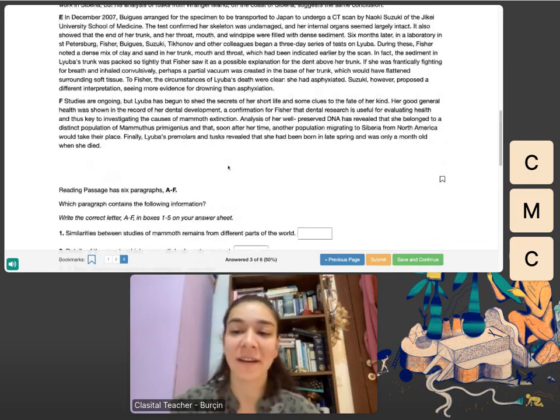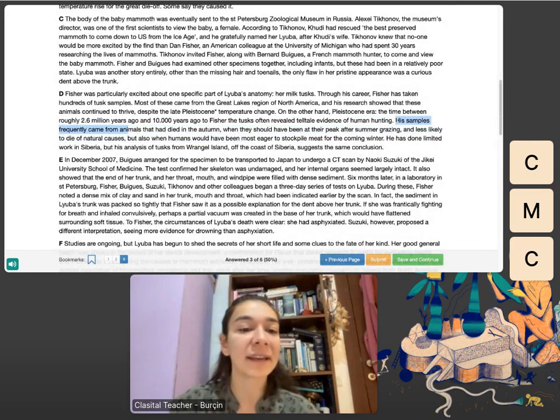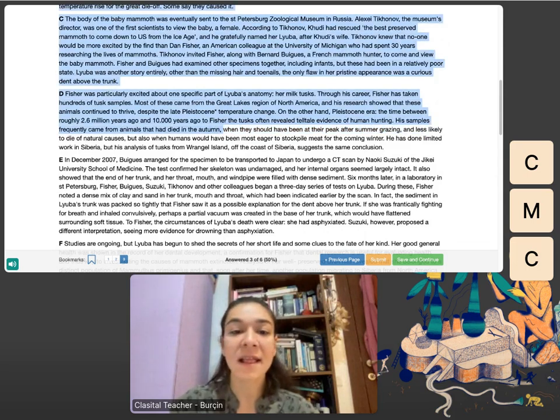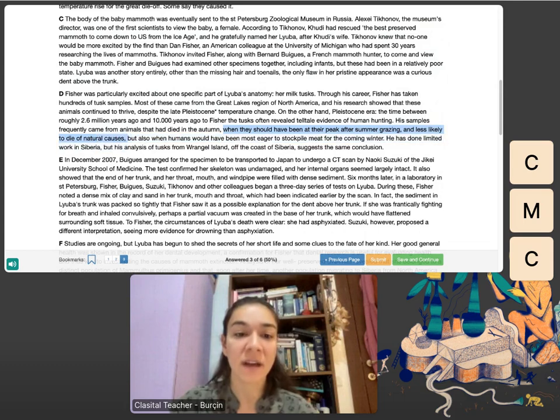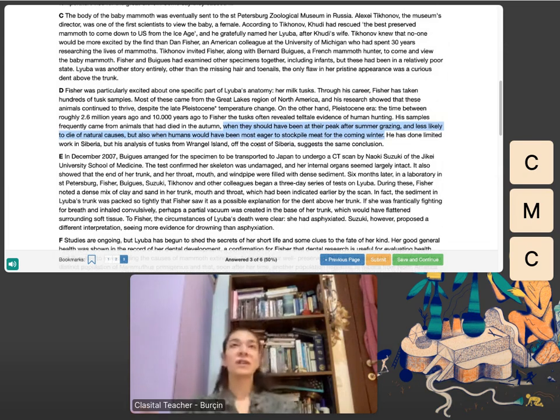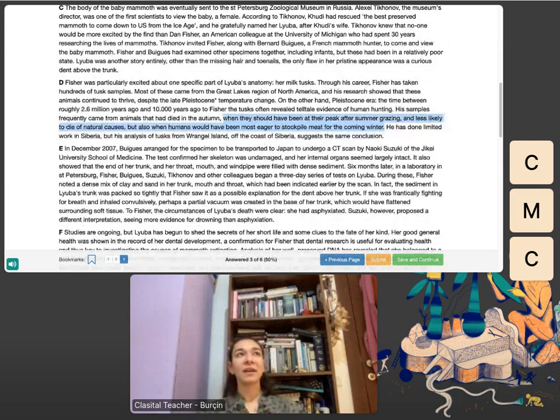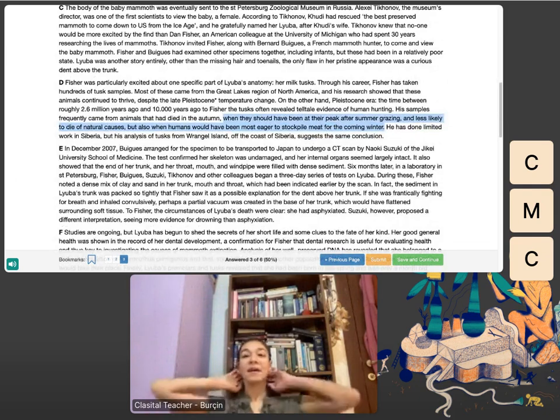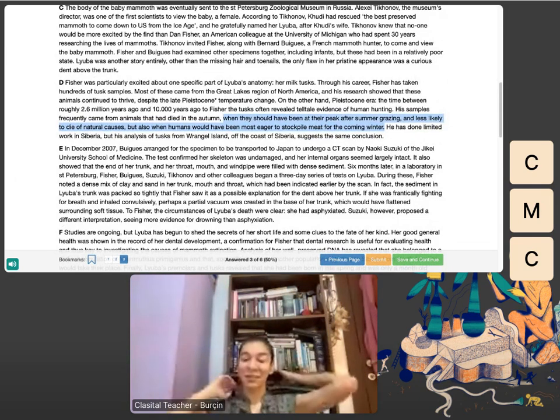I think I have seen a keyword here. His samples frequently came from the animals that had died in autumn, when they should have been at their peak after summer grazing and less likely to die of natural causes, but also when humans would have been most eager to stockpile meat for the coming winter. So the winter is coming. It is the best season for the mammoths, but it is the best season for hunting too.